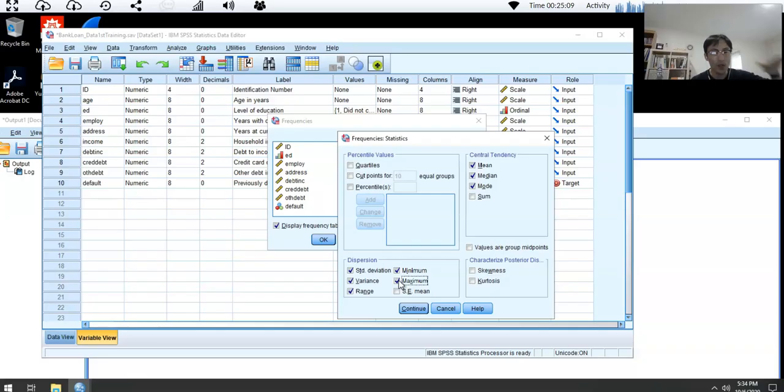Which one is the youngest? Which one is the oldest, for example? Which one is the highest income here? Which one is the smallest income? Yeah, using that minimum and maximum. And then now here under Percentile Values, I'd like to check the quartiles. You remember the quartiles?